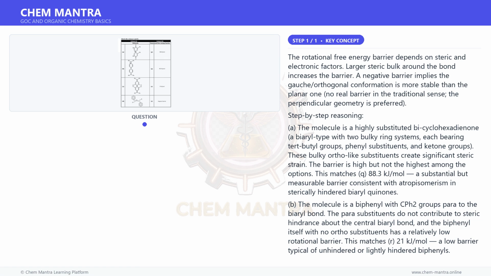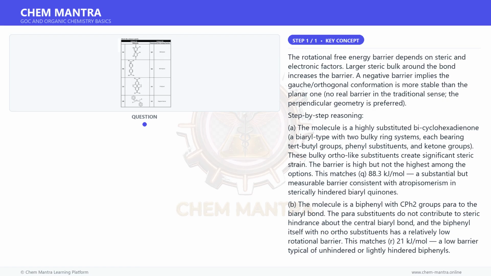D. The molecule is PhHC=CHPh, with rotation about the C=C double bond indicated. The barrier to rotation about a C=C double bond is very high because it requires breaking pi bond overlap. The barrier for rotation about the C=C double bond in stilbene is approximately 180 kJ/mol. This matches P, 180 kJ/mol.